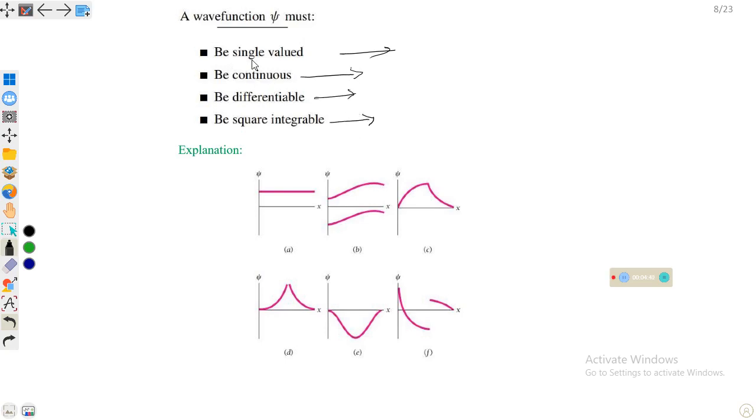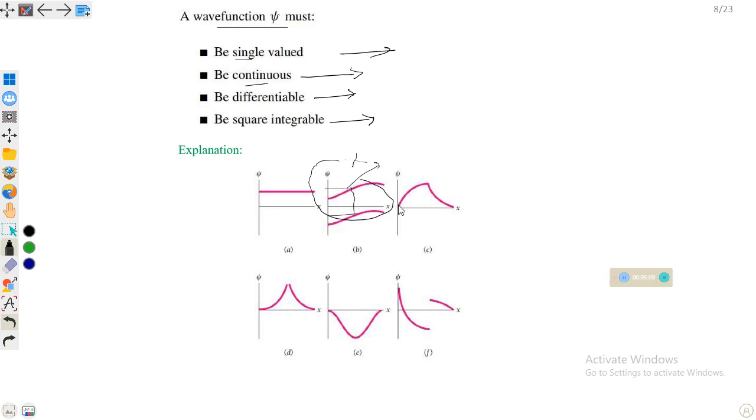The first is single valued. For example, if we look at this wave function and draw a line at this point, it has two values, one this and the second this, so it is not single valued. It is a two-valued function, but it should be single valued. This is actually not a function because it gives two values at one point.